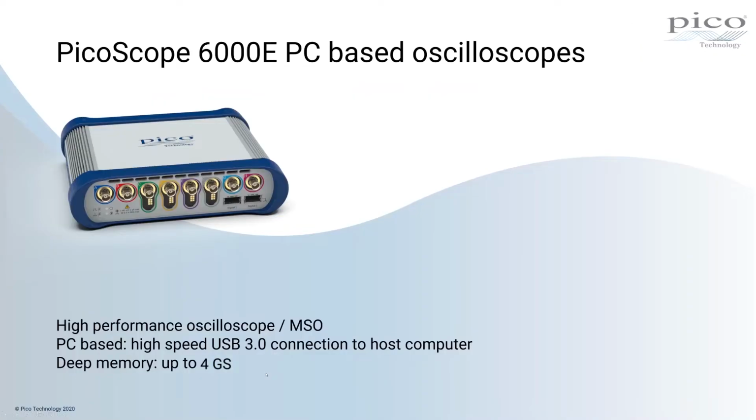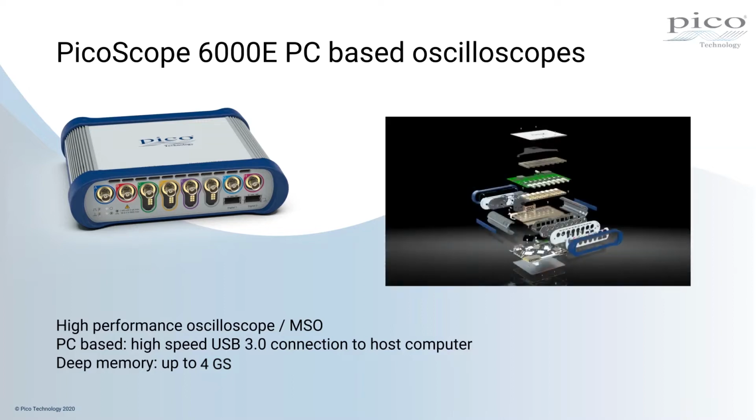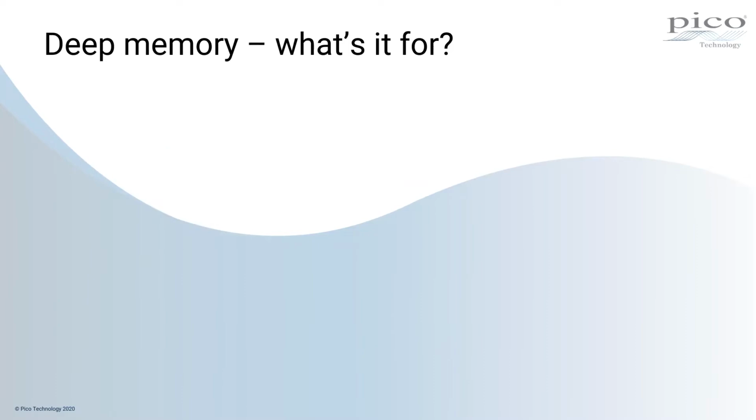And what we'll be talking about in this video is the Picoscope 6000E series PC-based oscilloscopes. These are high-performance models, 4 and 8 channels, with mixed signal options of either 8 or 16 digital channels. They have a high-speed USB 3 connection to the host computer. And an important feature that we'll be focused on here is the deep memory, so up to 4 gigasamples of capture memory. So deep memory, what's it for and why do we want it?